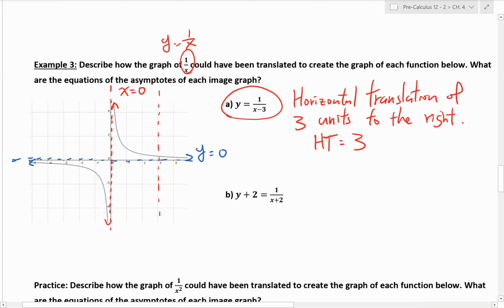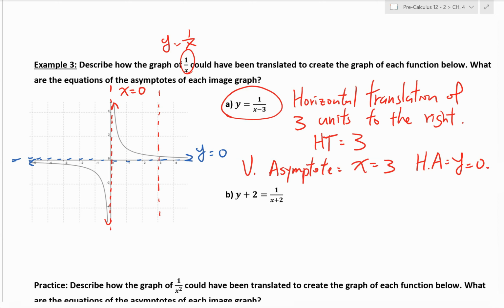So now the equation of the asymptote is going to be x equals 3. This is the vertical asymptote. From now on, I'll just call this VA, vertical asymptote. The horizontal asymptote does not change though. HA, this remains the same, y equals 0. What about the second one, part B there?